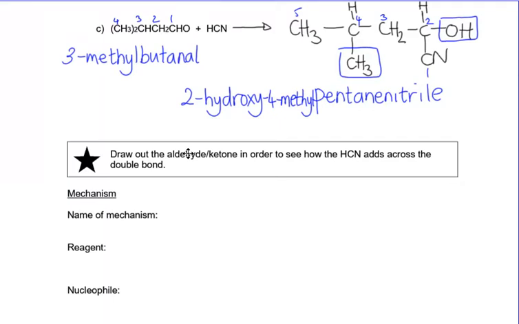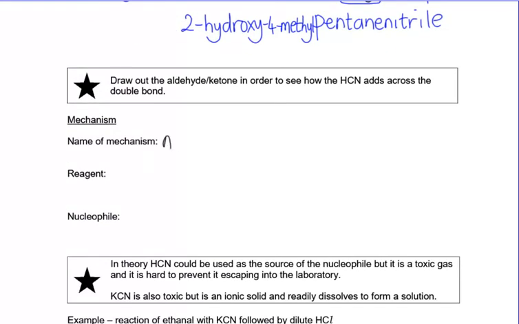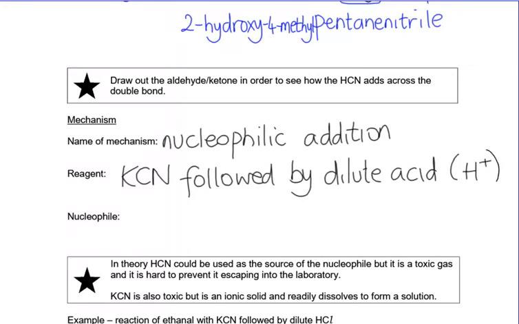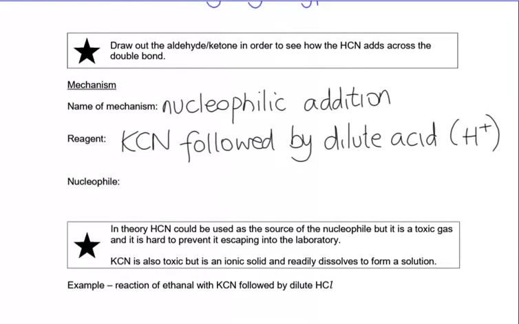So how does this mechanism happen? The name of the mechanism for aldehydes and ketones is nucleophilic addition, and our reagent is KCN followed by dilute acid. Exam board like you to be able to say that. Remember that our dilute acid contains hydrogen ions, but out of this, what's our nucleophile? So you need to think about what is a nucleophile. Nucleophile is an electron pair donor.